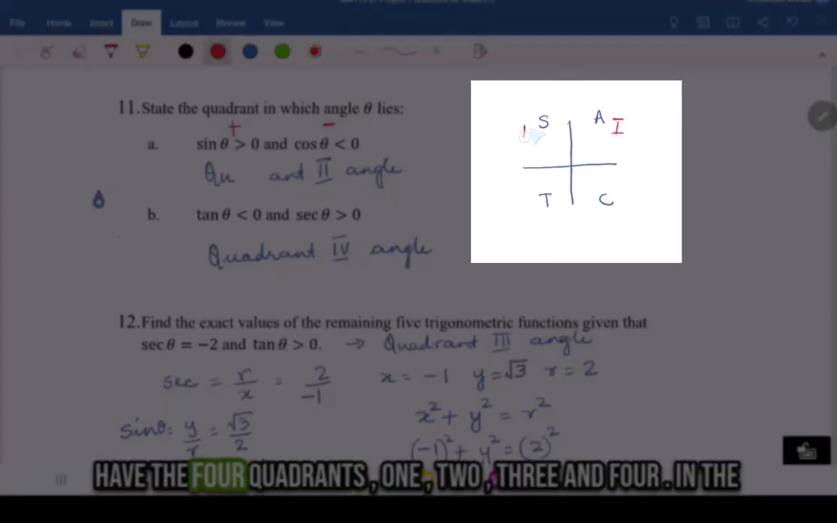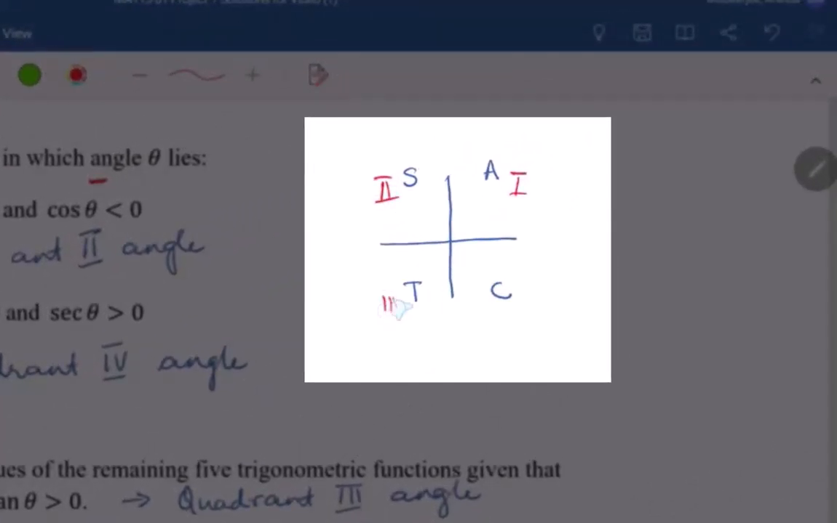We have the 4 quadrants, 1, 2, 3, and 4. In the first quadrant, all trigonometric ratios are positive. In the second quadrant, sine and its reciprocal, the cosecant are positive, all other ratios are negative. In the third quadrant, tangent and its reciprocal, the cotangent are positive, everything else is negative. And in the fourth quadrant, cosine and its reciprocal, the secant, are positive, all other ratios are negative.